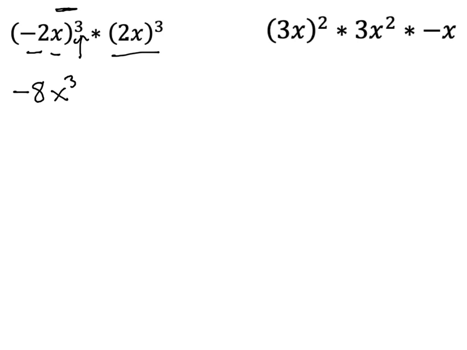In this expression, the only thing that's different is now this 2 inside the parentheses is positive. Well, positive 2 to the power of 3 is 2 times itself 3 times, which is positive 8.